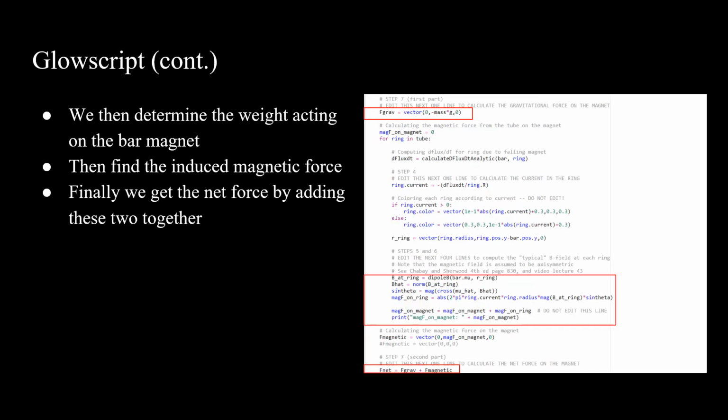From there, we can determine the weight acting on the bar magnet by multiplying its mass times g in the negative y-hat direction. And then we can also find the induced magnetic force using the functions that we programmed earlier. And then finally, we can get the net force acting on the bar magnet by adding these two forces together.